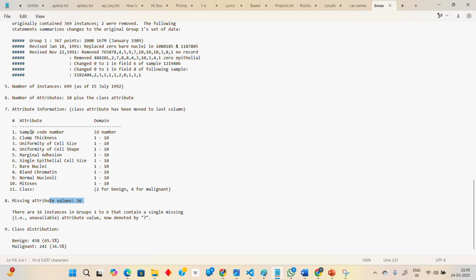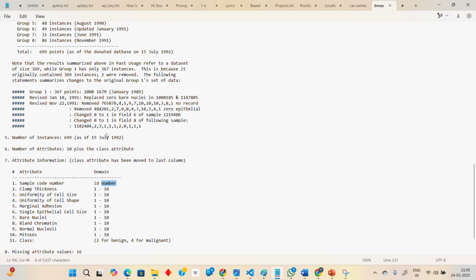Here you can see these are the attributes. Attributes are also known as the column names. Look at the column names carefully. Sample code number: it is simply an ID, a simple uniquely identified number. And then clump thickness. Clump thickness is one parameter in this data set.